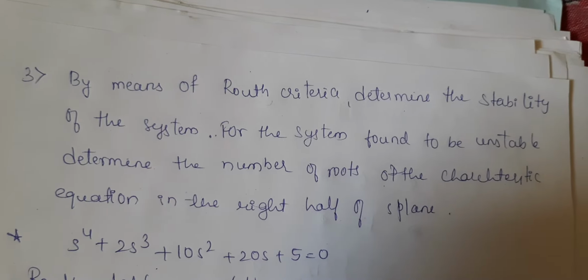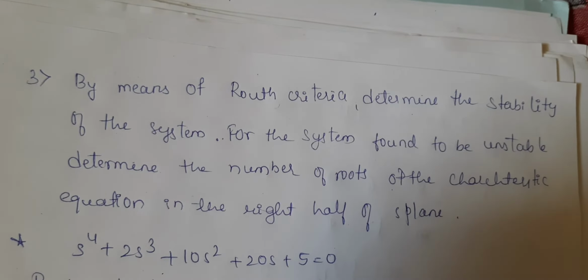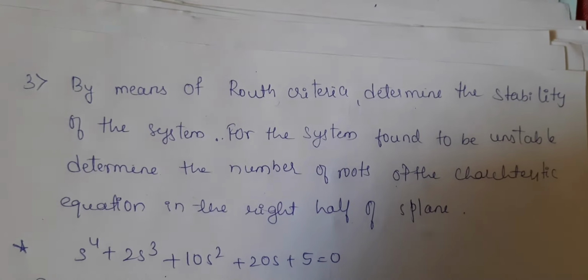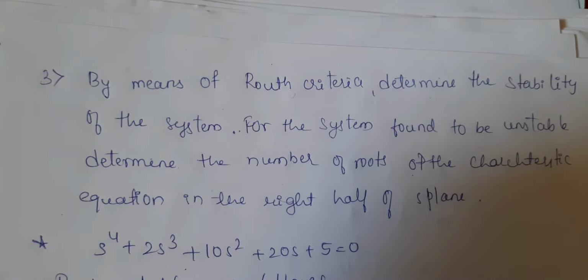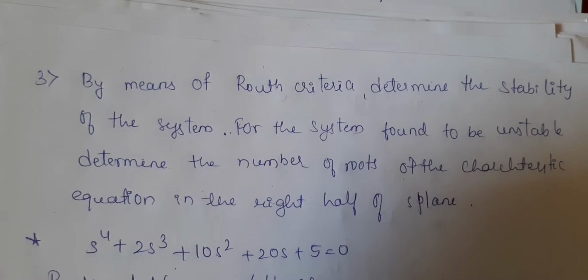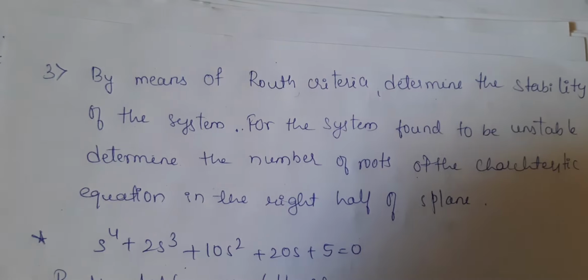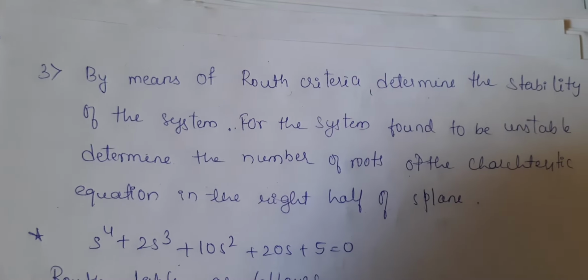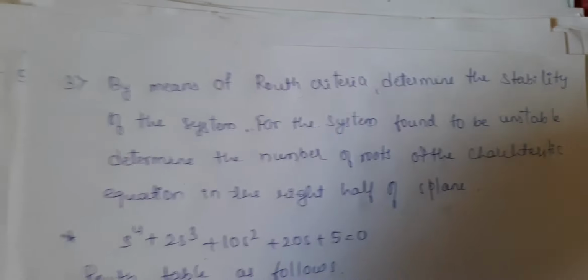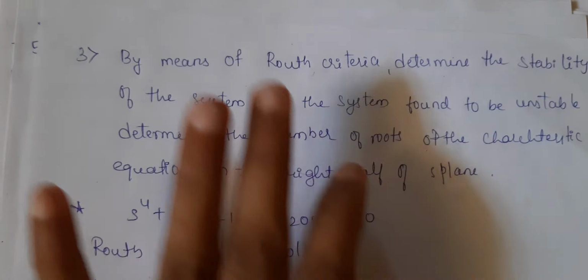In the previous video, we have seen some of the difficulties in the Routh array. If there exists a zero element in the first column of the Routh array, then the system is unstable. In order to calculate the roots in the right half of the S-plane, we have two methods. The first one we will understand by a problem.